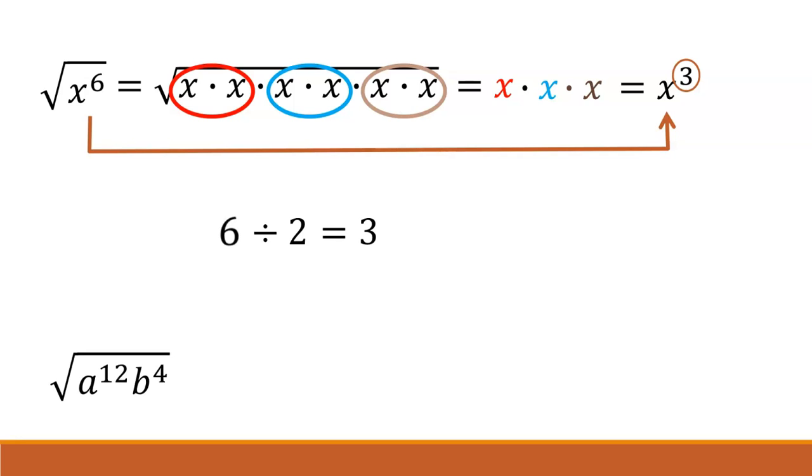So if we want to simplify something like the square root of a to the 12th b to the 4th, simply look at the powers. So we have 12 factors of a. We're grouping them into groups of 2 because of the square root. That will leave us with 6 factors of a. And we have 4 factors of b. We'll group them into 2's. So 4 divided by 2 is 2, which leaves us with 2 factors of b. So our simplified answer is a to the 6th b squared.